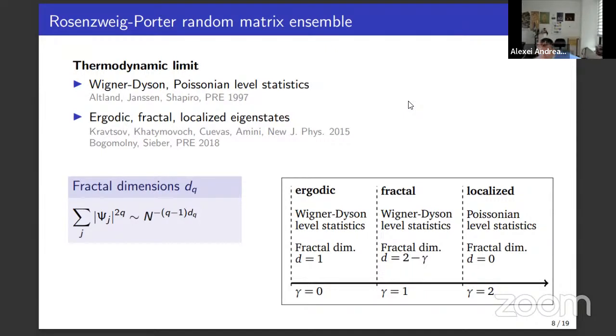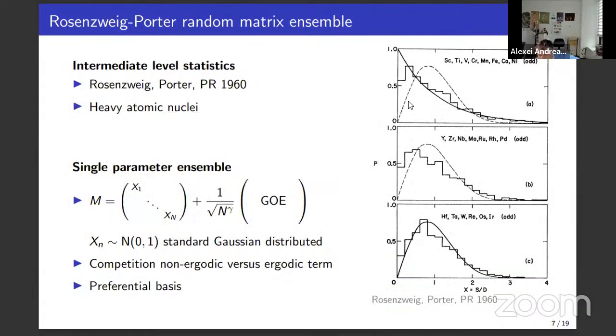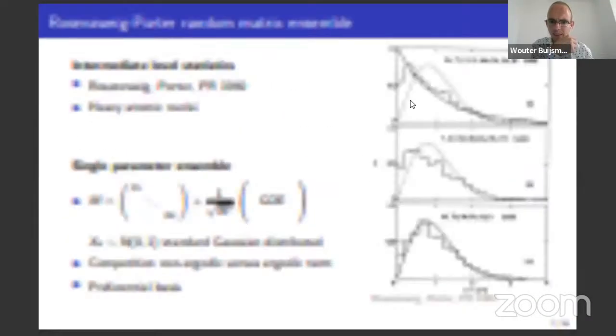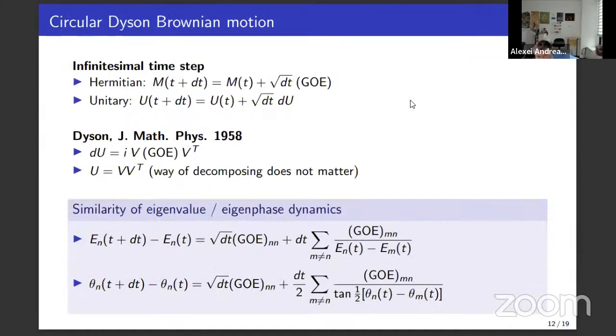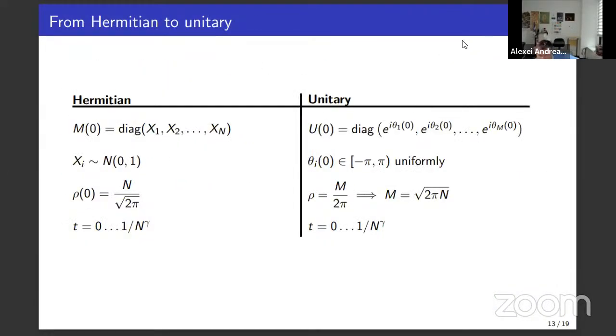The question I had was actually related to an extent to this question. There was a slide where you were discussing that you need to adjust, if I understood correctly, the size of your unitary matrix to match the Rosenzweig-Porter. Could you repeat that? I didn't quite catch it. Yeah, here.